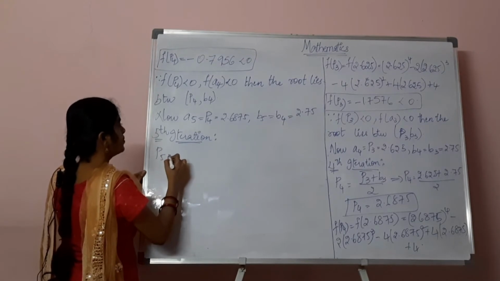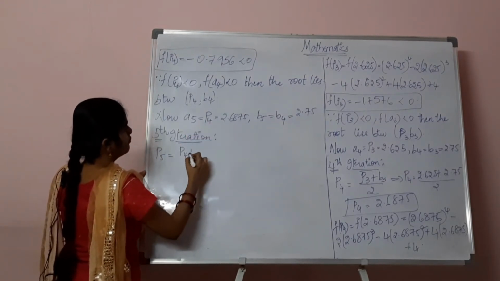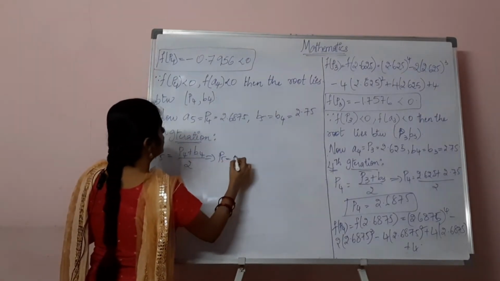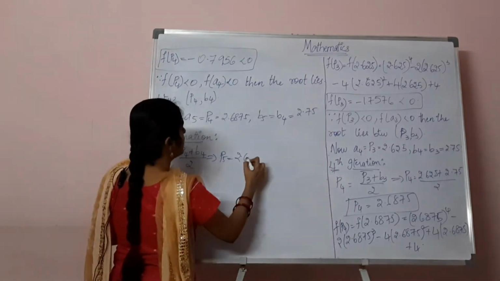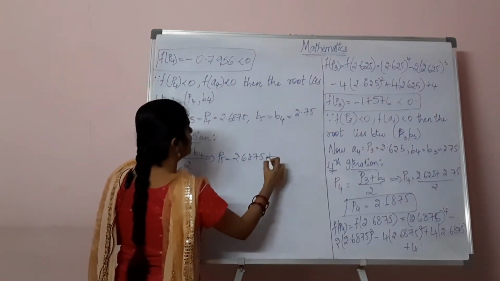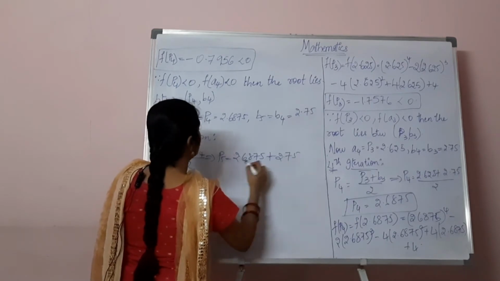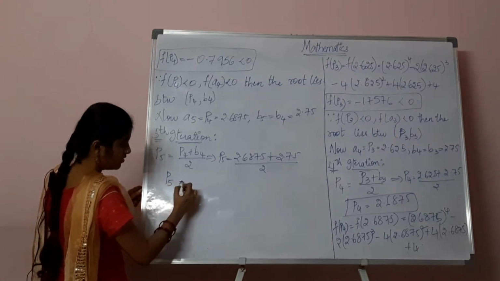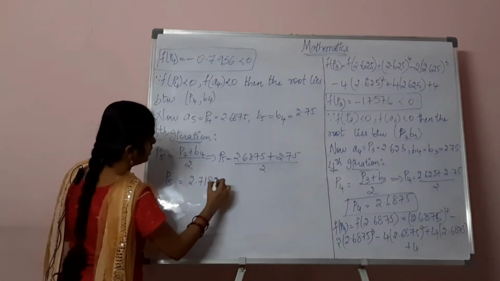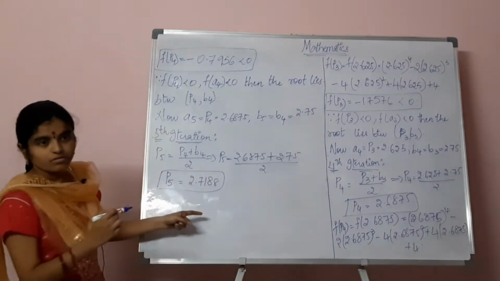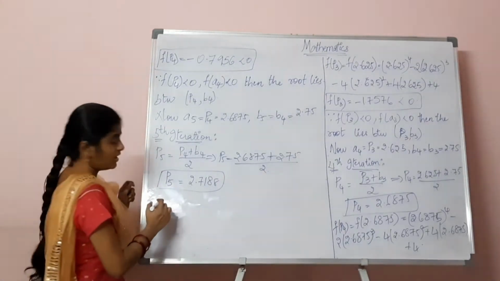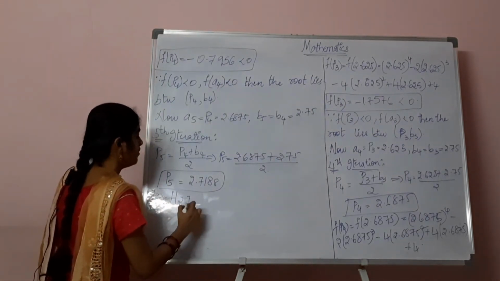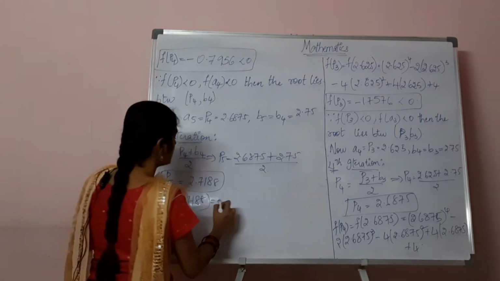So next P5 equals P4 plus B4 by 2. What is P5 here? P5 equals 2.6875 plus 2.75 by 2. By calculating this, what P5 value are we getting? 2.7188. This is the value of P5. Okay. Now we have to substitute this value in f of P5. f of P5 equals f of 2.7188.